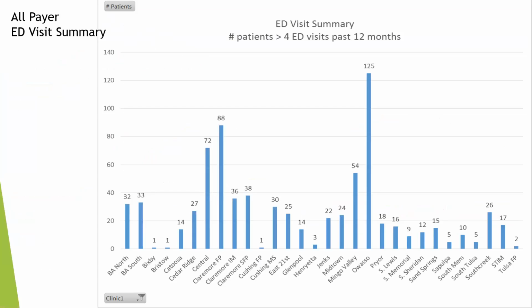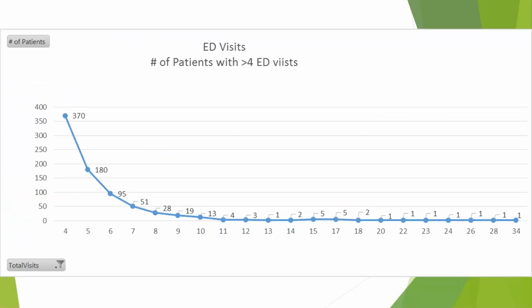So you see a lot of activity here. How do we begin to use this data to really find the patients that we need to take care of and give some support for ED utilization? Another graph, I want to present you a view in another way. Down at the bottom of this slide, it shows the number of times a patient has been in, going from 4 visits, 5 visits, all the way up to 34 visits in the past 12 months.